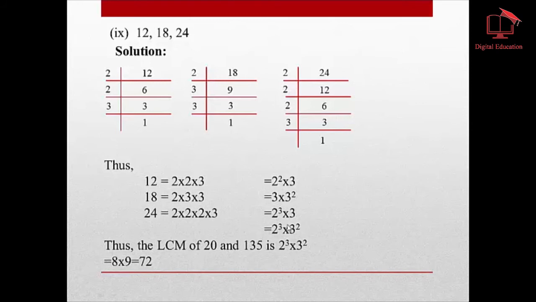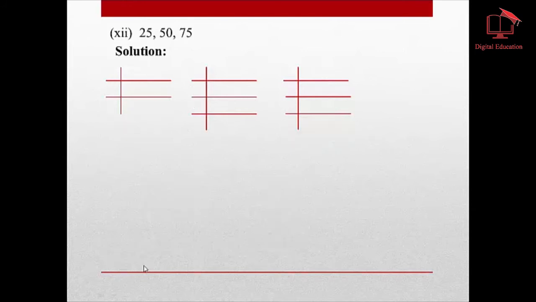So students, we will write all these numbers one time. Here the highest power is 2 power 3. We will write it. And the highest power of 3 we have is 3 power 2. We will write it one time. Now 2 power 3 we have 8 and 3 power 2 we have 9. 9 times 8 is 72, we have the answer.